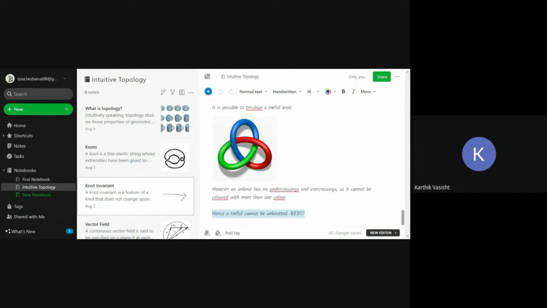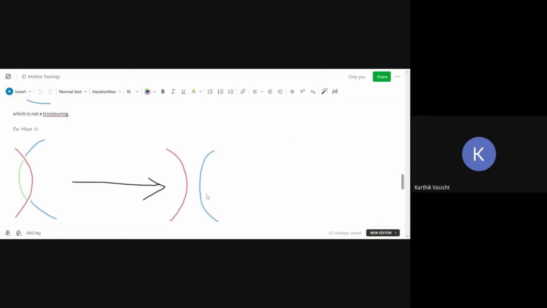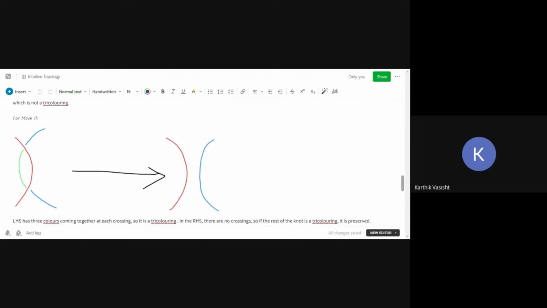Okay. But I had one question, Ipsa. Yeah, sure. So can you go back to move 2? Yes. Just a second. Yeah, tricoloring, this one. Is there any reason that both are blue on the edges, or can the other one be any other color?